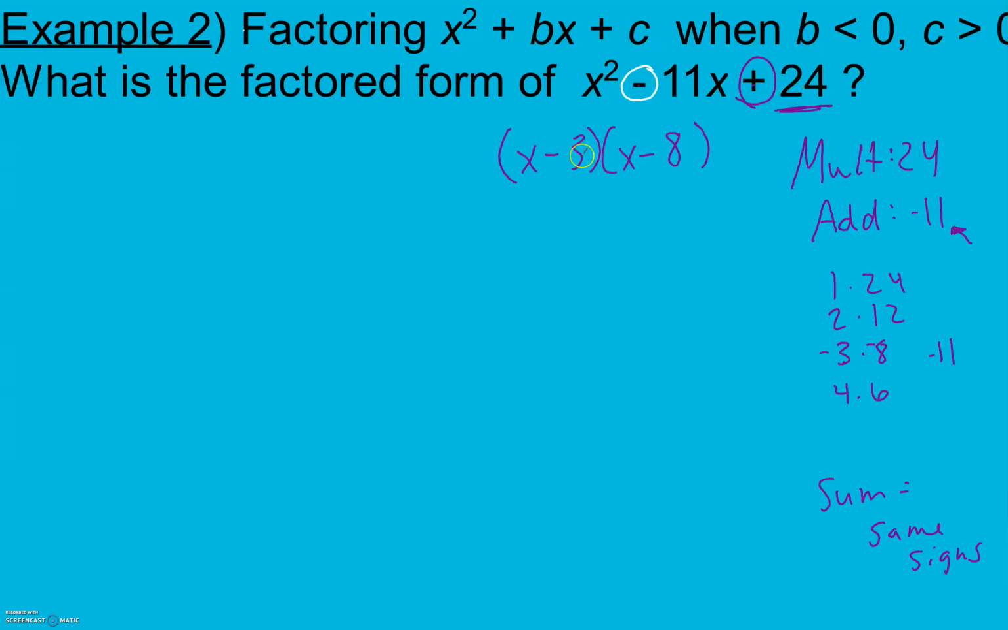Okay, we multiply to 24 by taking negative 3 times negative 8, and that's how we add to a negative 11 as well. Again, if we wanted to check these, we sure could. X squared minus 8x minus 3x plus 24 if I FOIL there. Firsts, outsides, insides, lasts. Combine our like terms. Since my signs are the same, I add them up, give them the common sign, and I get back to where I started here. So, this answer here is the correct factored form.